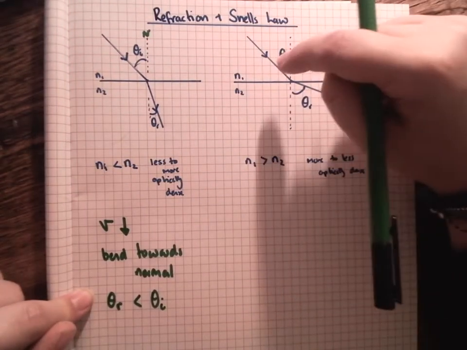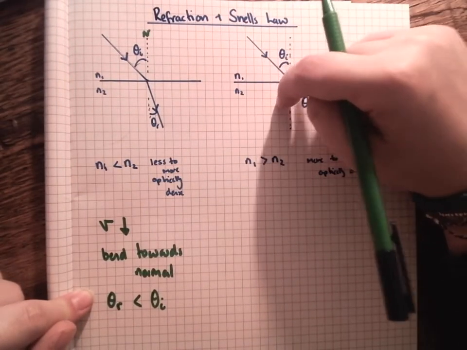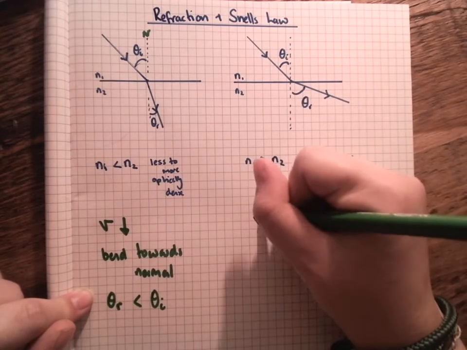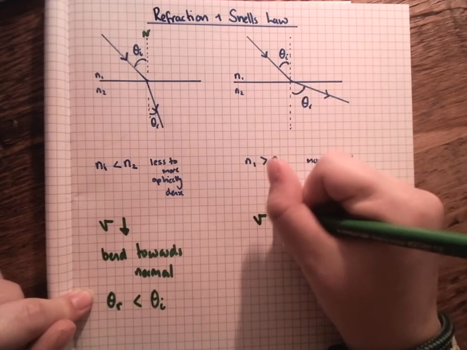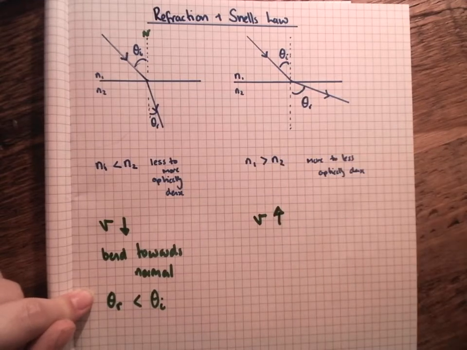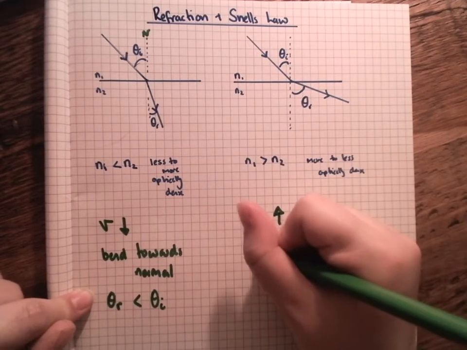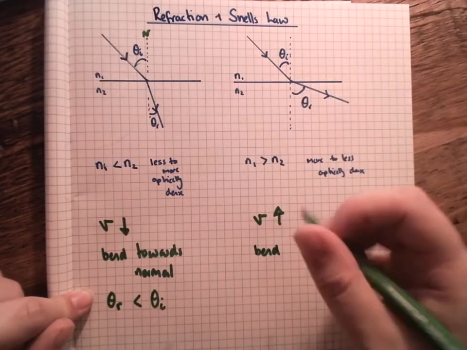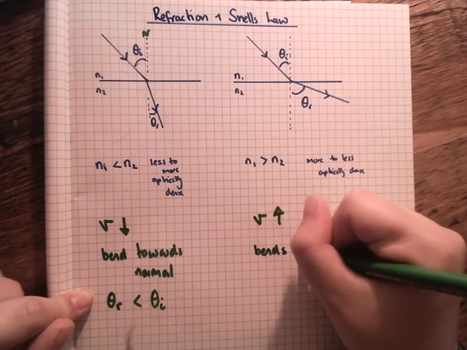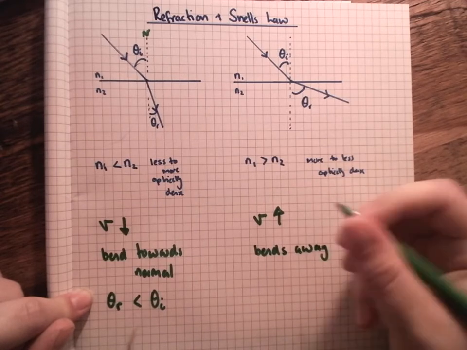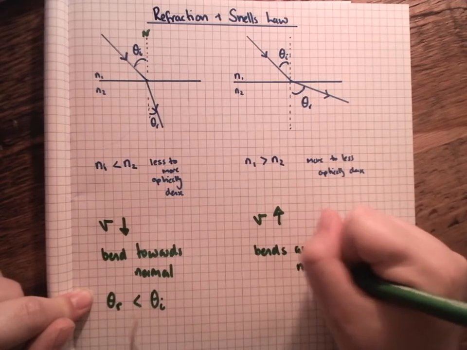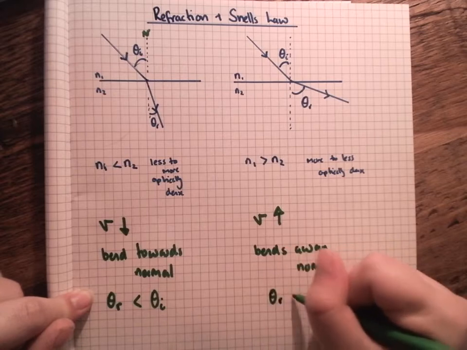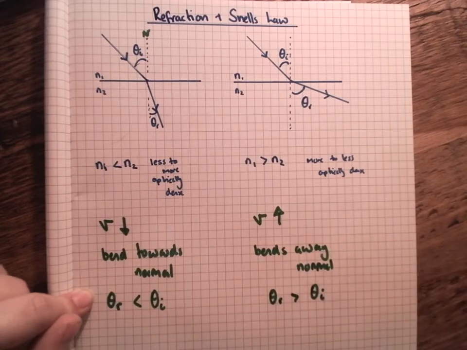If it's going though from a more dense medium to a less dense medium, it's going to do the opposite. Its velocity, the speed of the wave in this case, is going to speed up because it's going into a less optically dense medium. It can travel faster. So this means that at this time it doesn't bend towards the normal, it's going to speed up and move away from the normal. So it bends away from the normal. In this case, the angle of refraction is greater than our angle of incidence.